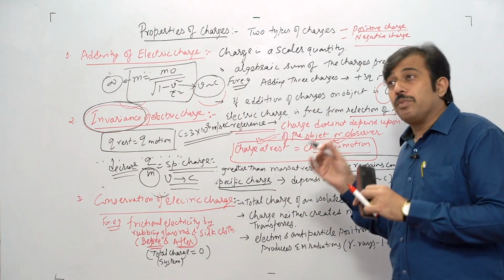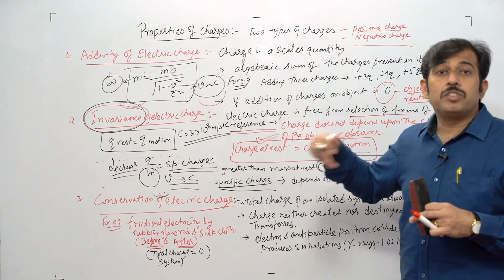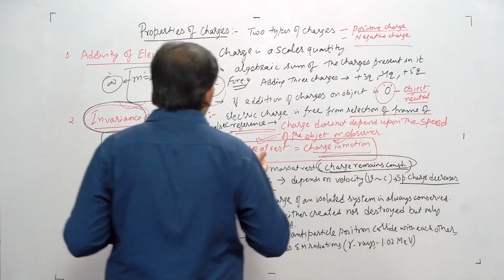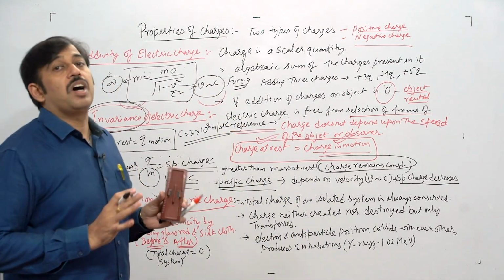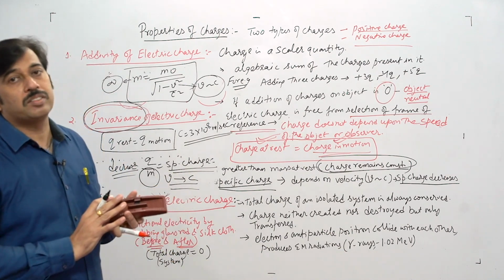Even if the body is moving or at rest, charge remains the same. But the mass can be affected when the body is moving in relativistic terms, that means its velocity approaches the velocity of light. In that condition, your mass will vary, but the charge will not change, because this kind of confusion comes in the minds of students when they take some problems.